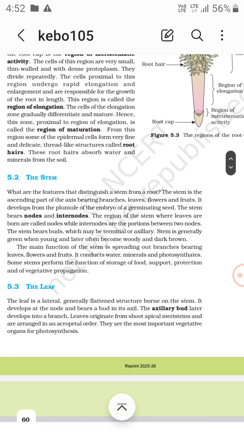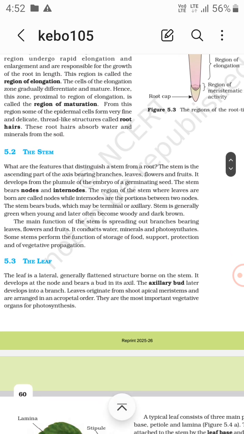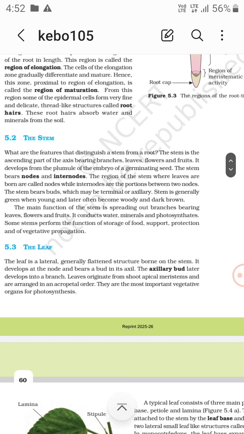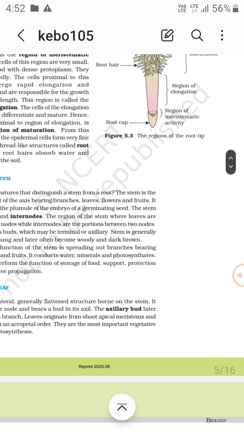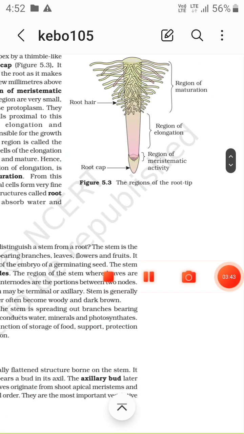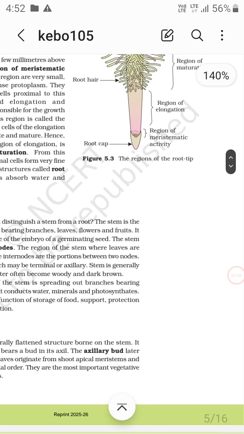The cells of the elongation zone gradually differentiate and mature, and hence the zone proximal to the region of elongation is called the region of maturation. Some of the epidermal cells from this region form very fine and delicate thread-like structures called root hairs. You see in the diagram the region of maturation, then root hair, then region of elongation, then region of meristematic activity, and then root cap.